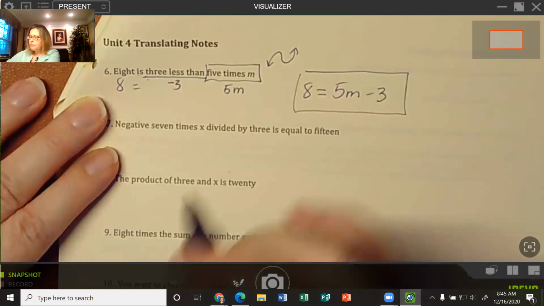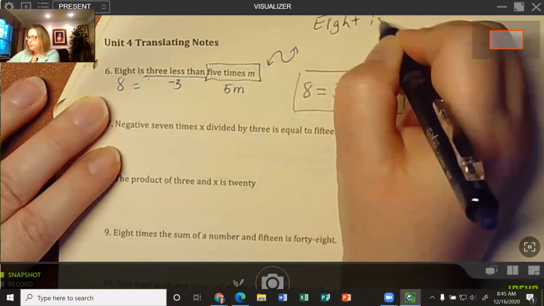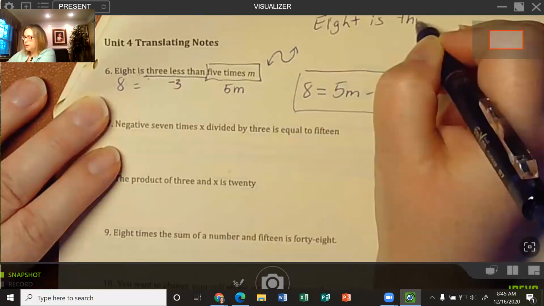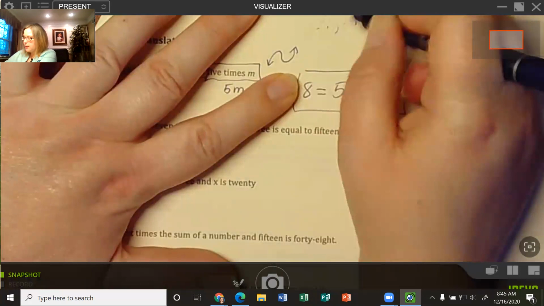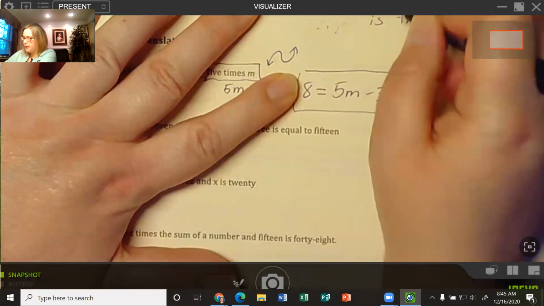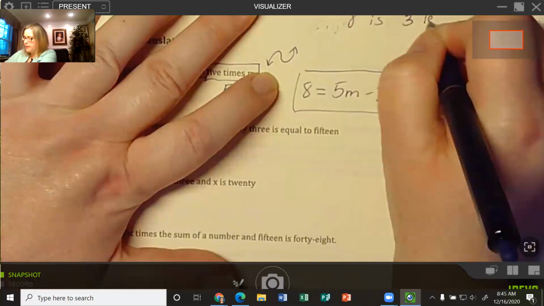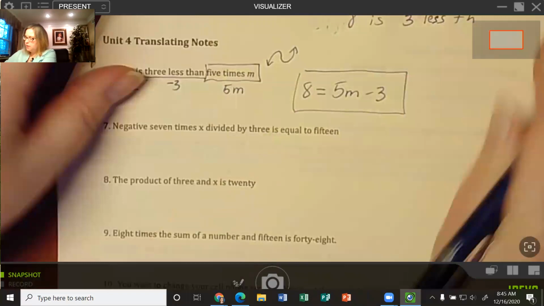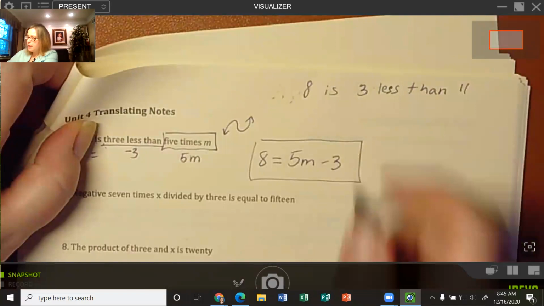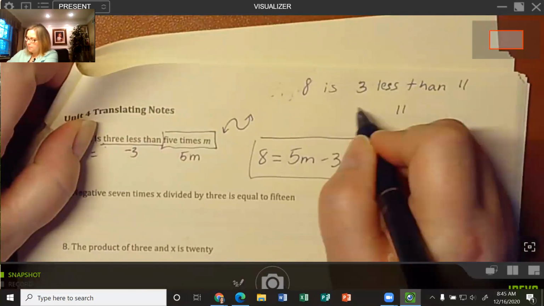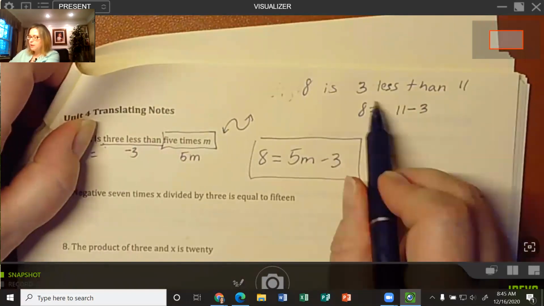So if I just said 8 is 3, I'll use real numbers too, so it's even more obvious. So if I said 8 is 3 less than 11, we would know how to write that. 8 is 3 less than 11. I would write that as 11, or excuse me, 8 equals 11 minus 3. 8 is 3 less than 11. 8 equals 11 minus 3.